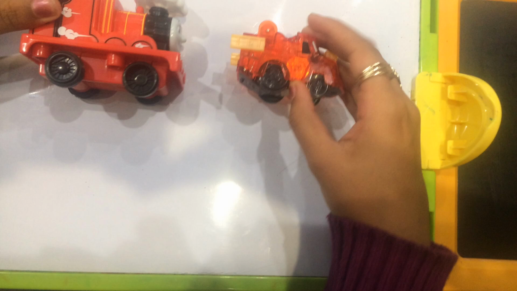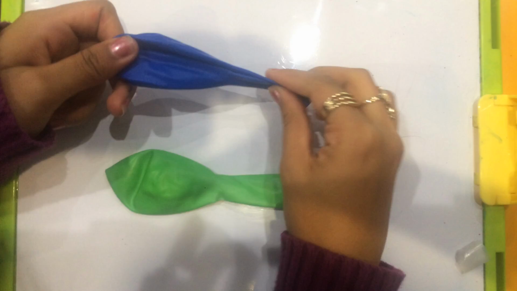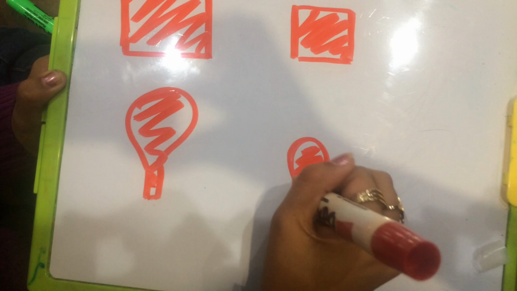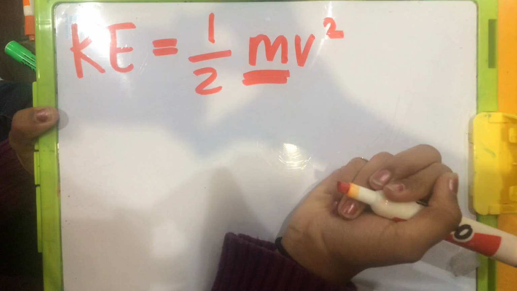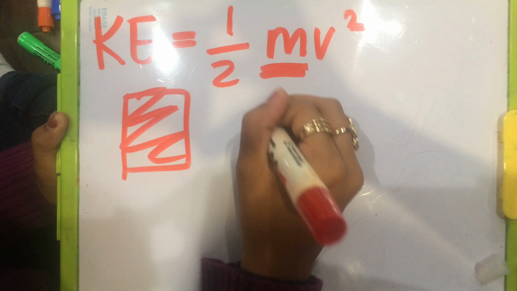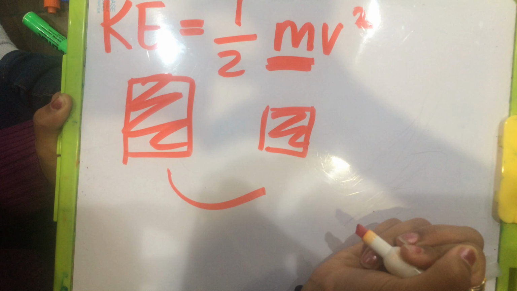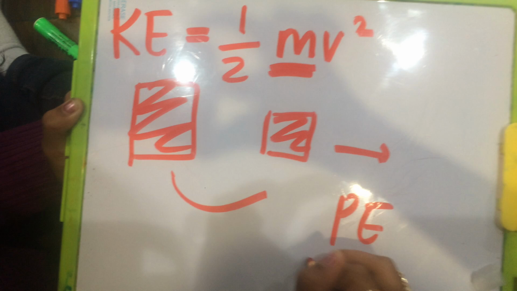Cars of different masses and balloons of different volumes are used in our project. The cars of different masses and the balloons of different volumes have different amounts of kinetic and potential energy. The formula for kinetic energy is 1/2 mv squared, and both cars have different masses and will therefore travel a different distance despite having the same amount of potential energy.